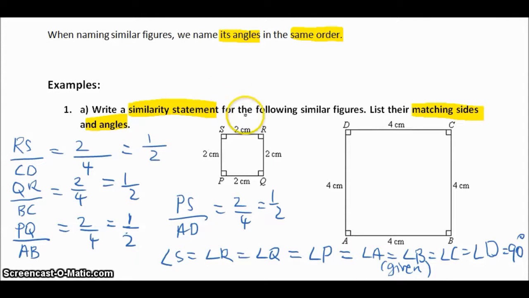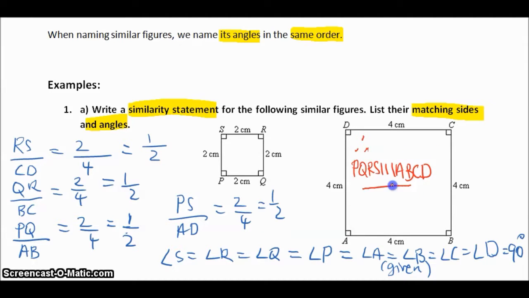So if we're going to write a similarity statement, we're showing all the sides that are in the same ratio, all the angles that are equal, and then at the end of it all, we basically write that therefore PQRS is similar to ABCD.